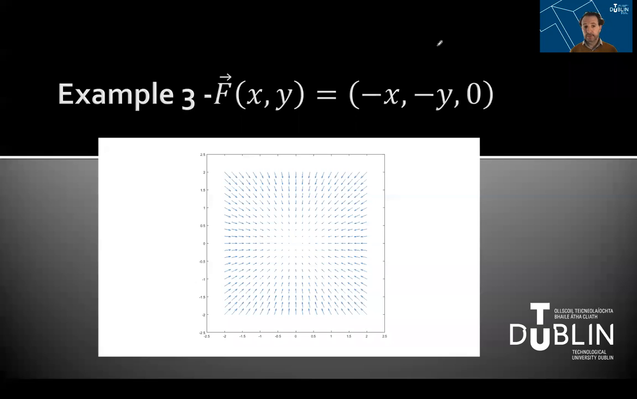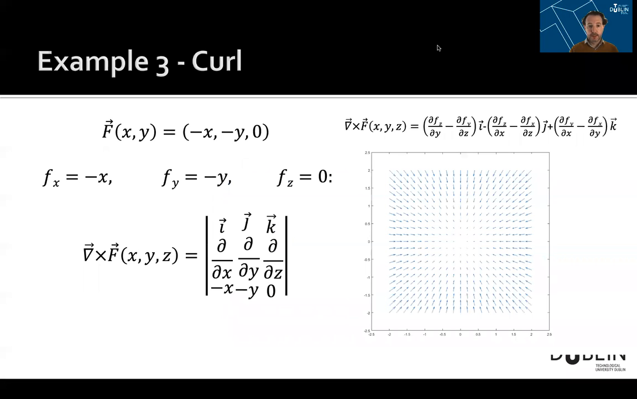So now we have example 3. Immediately you see, as we've seen from the divergence, there's inflow, but there doesn't look like any rotation. Let's see what the mathematics shows. Like before, we have our flow field, and we take the X component, the Y component, and the Z component, and put it into our curl formula.